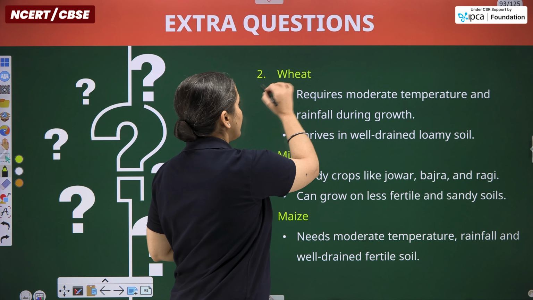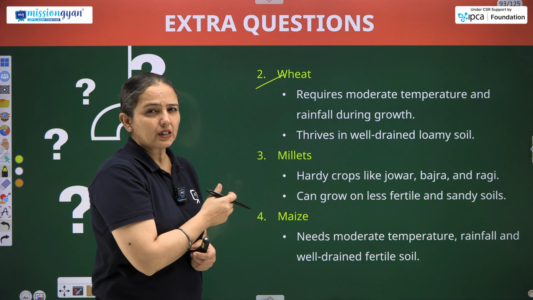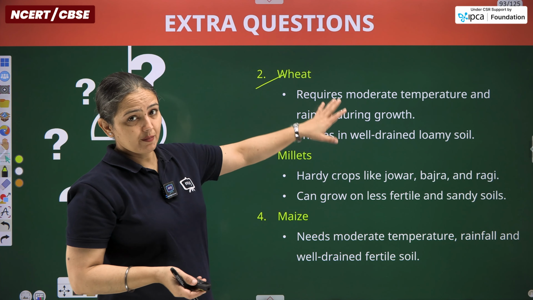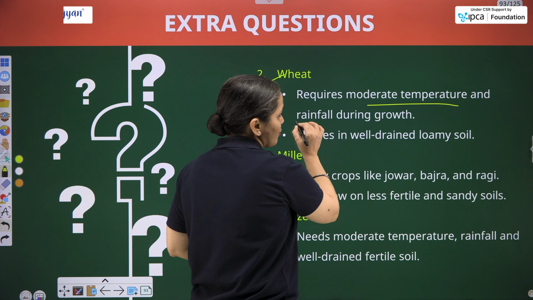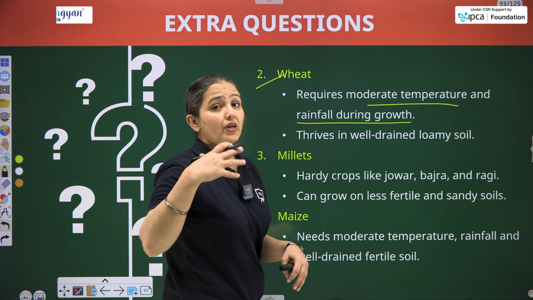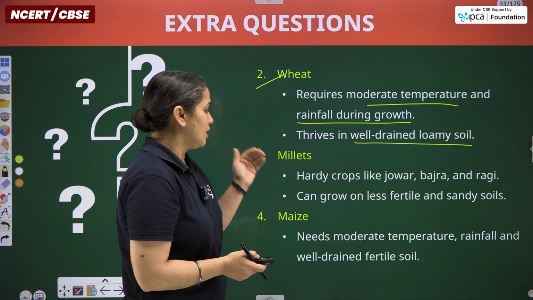Another major crop over here is wheat. It is also one of the staple food, but of northern India, but not entirely the northern India, so we are not considering it as staple food. It requires moderate temperature and rainfall during growth, and it thrives in, means it grows in well drained loamy soil.